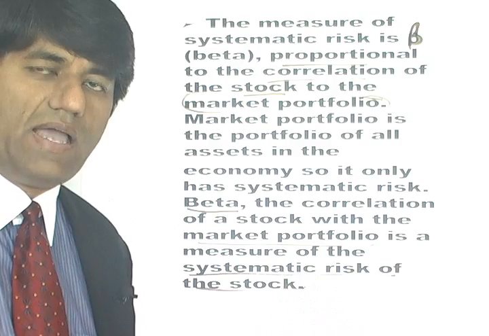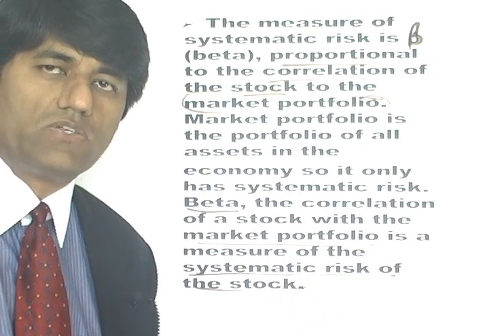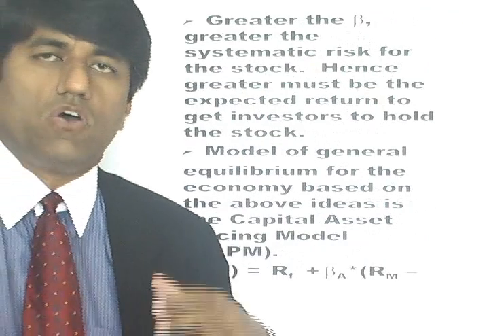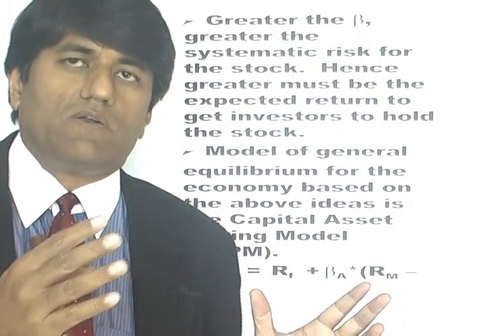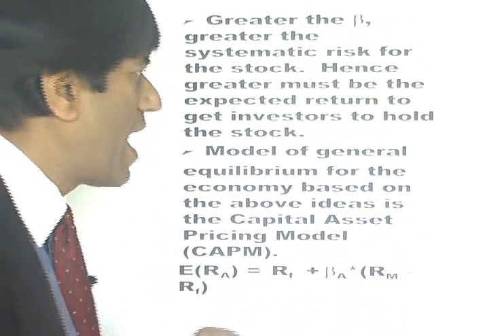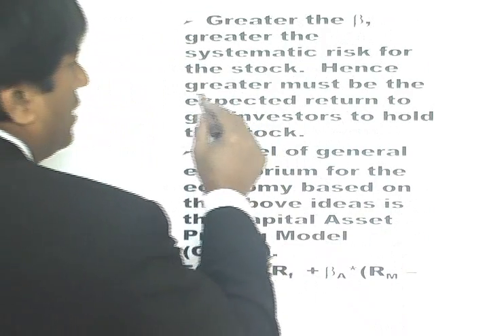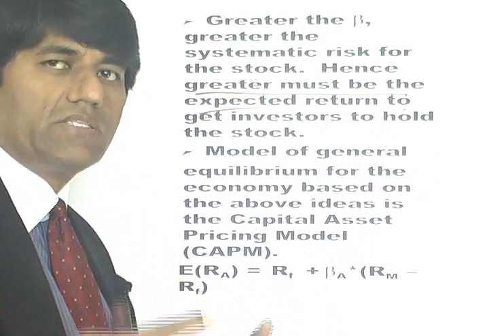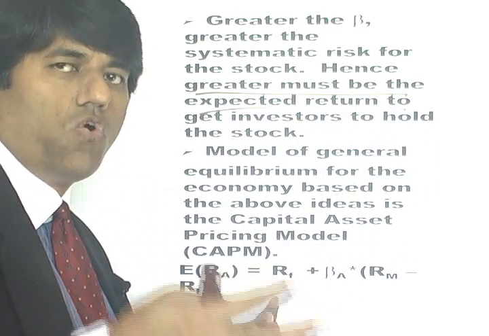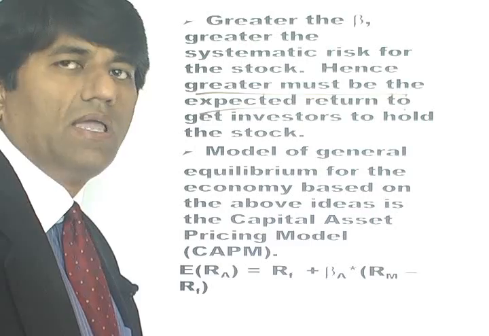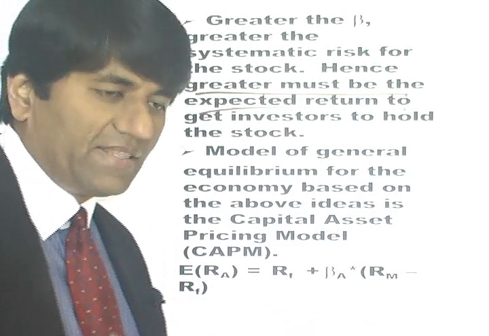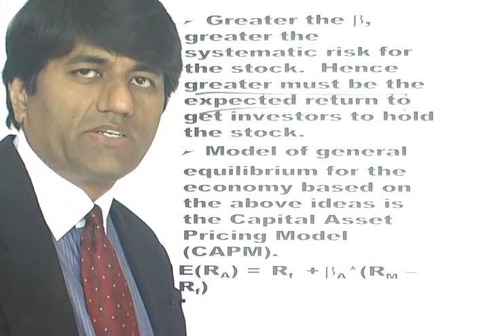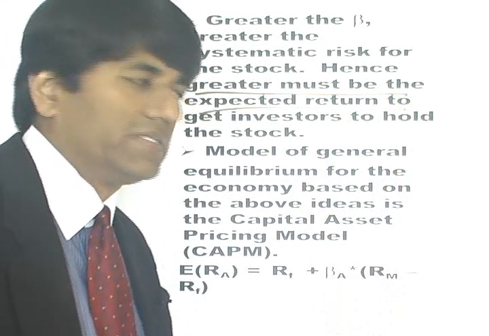And that beta, as a measure of systematic risk of the stock, is going to be used in the CAPM equation. So greater beta, greater is the amount of systematic risk which the stock has, and therefore greater must be the expected return which investors ask for to hold the stock, to buy the stock, which is the same as saying that they pay a lower price for the stock, because the stock has some undesirable characteristics, that is, it has a lot of systematic risk.